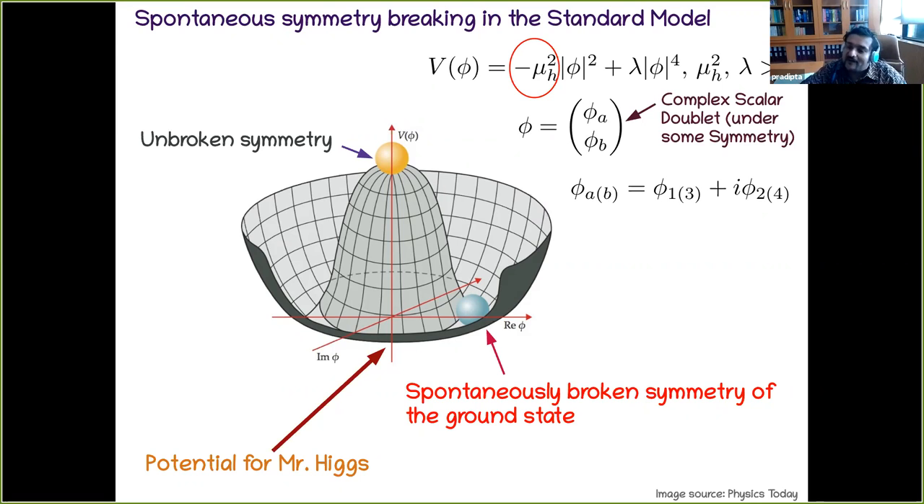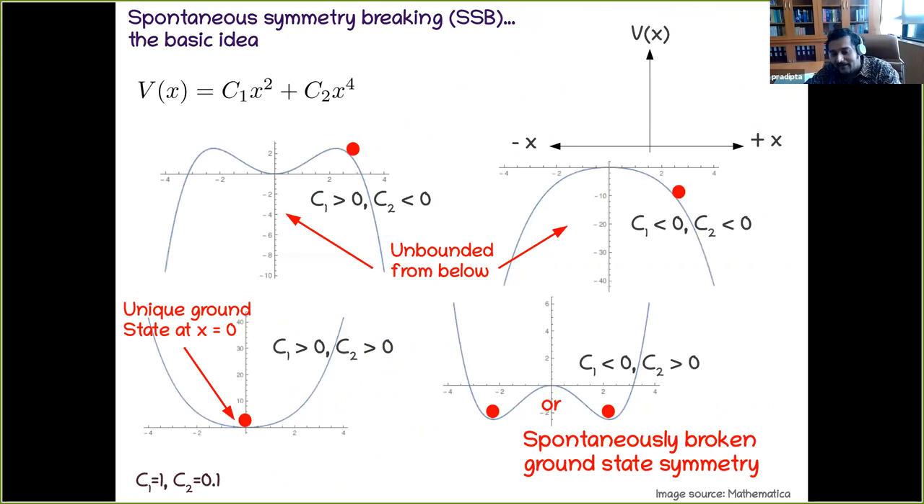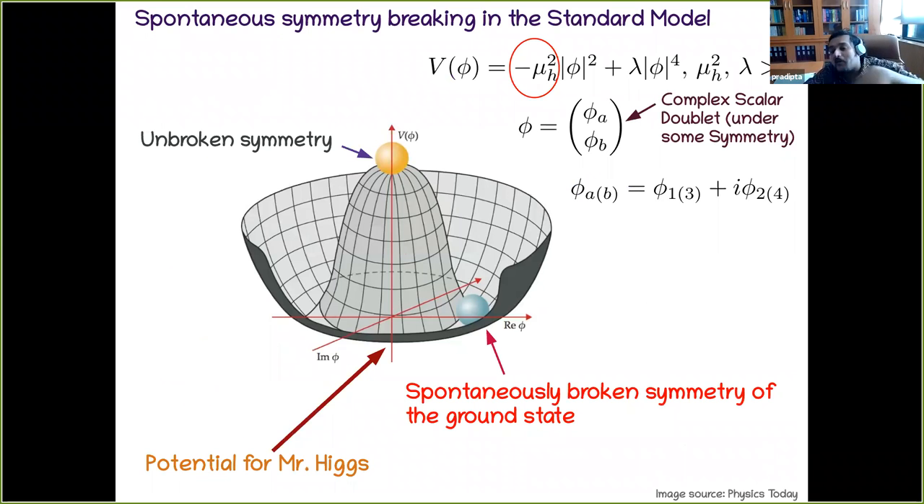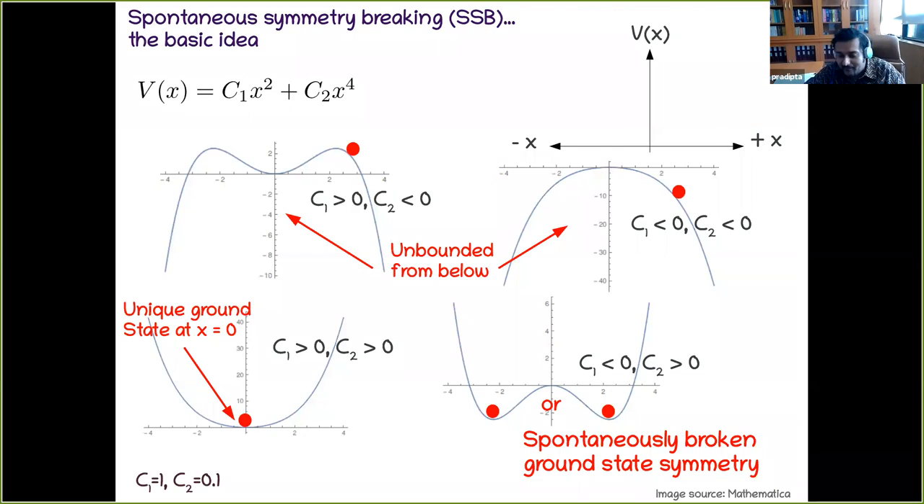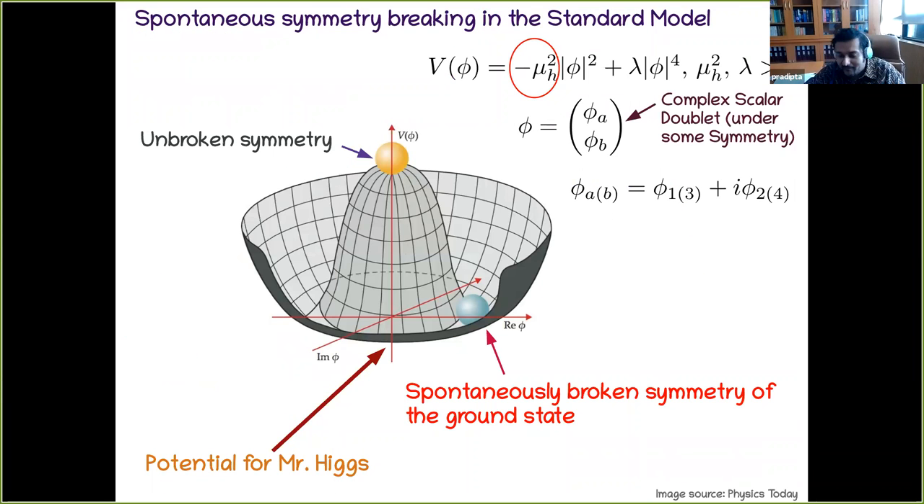For example, you can try to apply this idea in the context of these things, because here also the spontaneous symmetry is broken. But here we have a reflection symmetry, x going to minus x, whereas here we have a rotational symmetry. Because the symmetry that we are applying here is x into minus x, but the symmetry that we are applying here is phi going to e to the power i alpha times phi. So that is important.